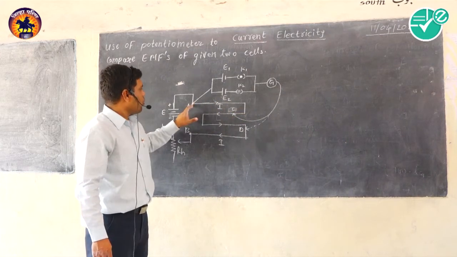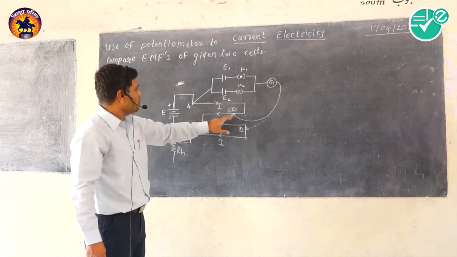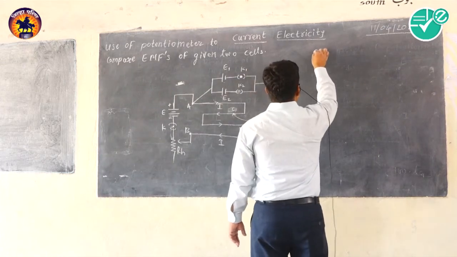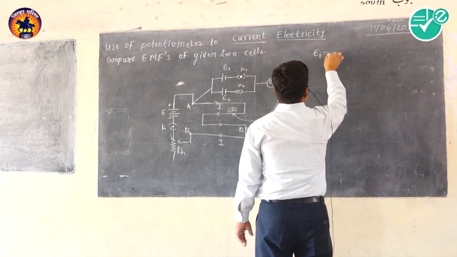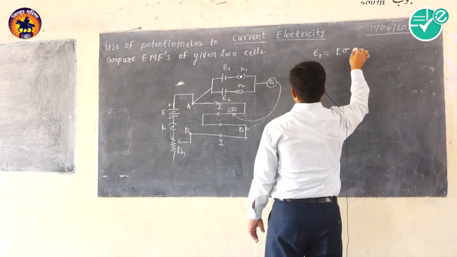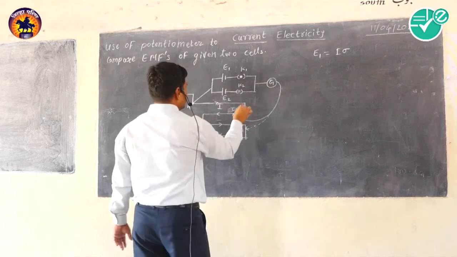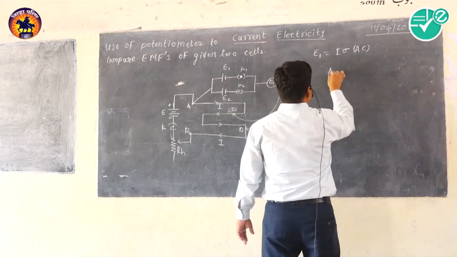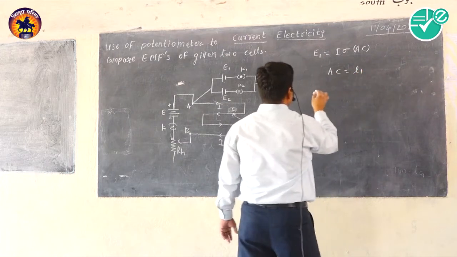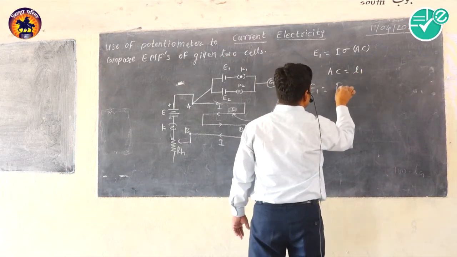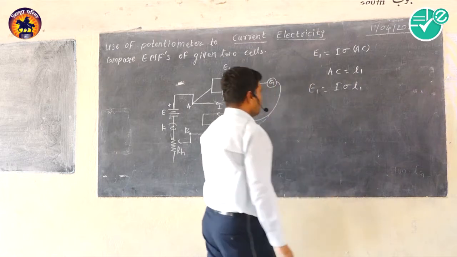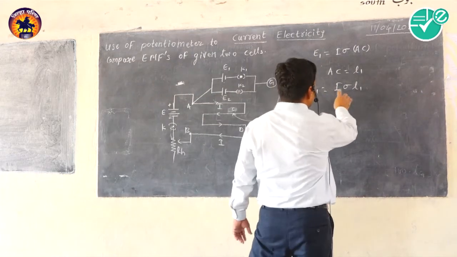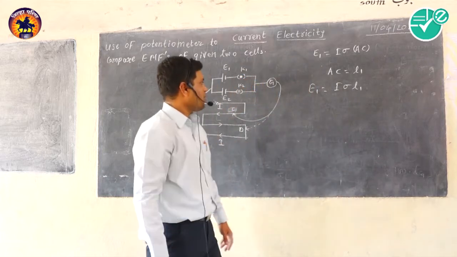The potential difference between point A and C balances the EMF of the cell. So we can write E1 equals I sigma times AC. We can take length AC as L1. Therefore the EMF of the given cell E1 is given by the formula I sigma L1. Why have I taken I sigma here? Because I sigma is the potential gradient.